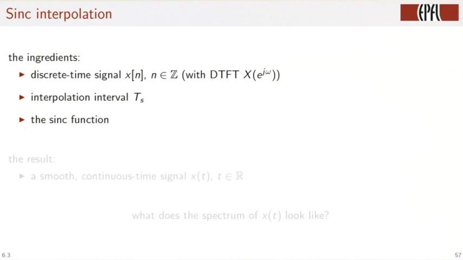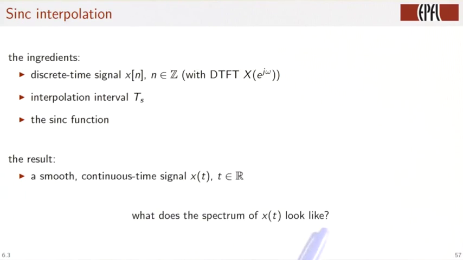The ingredients of sinc interpolation are a discrete time signal x[n] with a DTFT capital X of e to the j omega, an interpolation interval Ts, which will set the distance between samples that we interpolate, and the sinc function properly scaled to have zero crossings at multiples of Ts. The result will be a smooth continuous time signal x(t), and the question is, what is the spectrum of x(t)?